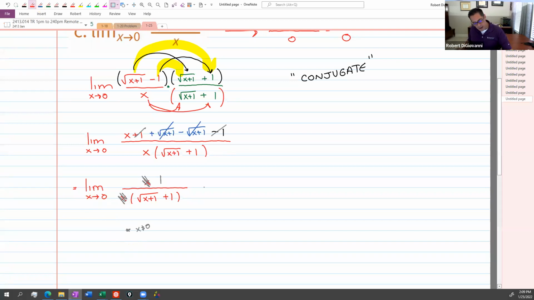So we are at the final step here. I have the limit as x approaches 0. The numerator is a 1. The denominator is the square root of x plus 1 plus 1. Now let's let x approach 0. So when we do that, we get 1 over the square root of 0 plus 1 plus 1. That gives me 1 over 1 plus 1, which gives me a half. There it is.